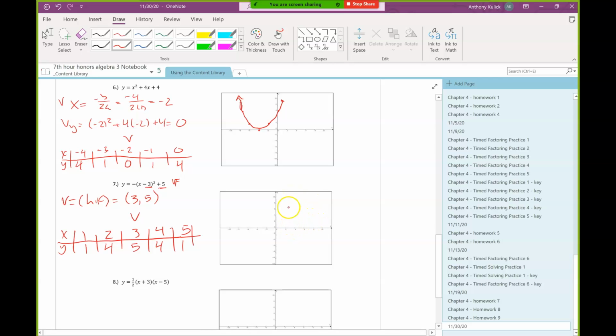So we have 3, 5, 2, 4, and then we have 4, 4. That's too high, I think. 5 should be like there. And then we have 1, 1, and then 5, 1. So it looks like this.